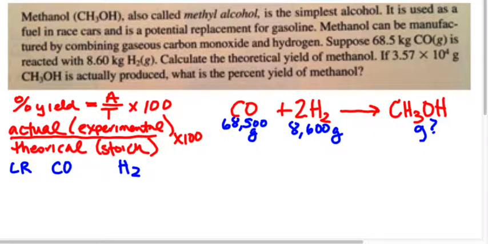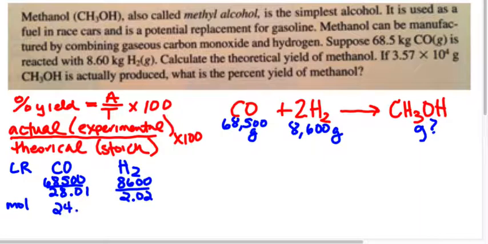So looking at this, I'm going to convert carbon monoxide to moles, 68,500 divided by the molar mass of 28.01, and hydrogen, 8,600 divided by 2.02 grams per mole. And then how many moles do I get of each of these guys? Louder, I'm sorry, Grant. 2445 and 4257. 2446? Okay. That's close enough.